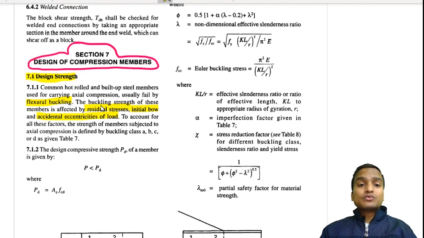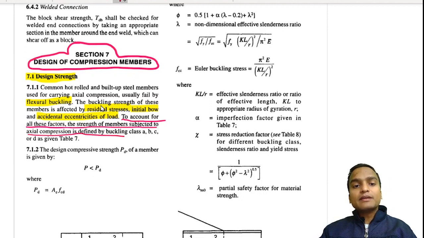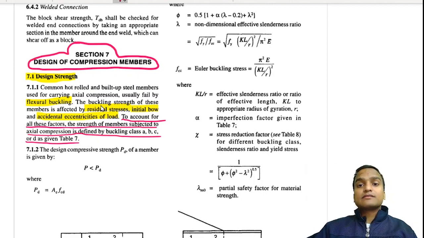The same thing is written here: to account for all these three factors, the strength of compression members subjected to axial compression is defined by buckling class A, B, C and D as given in table 7. So there are 4 buckling classes here.